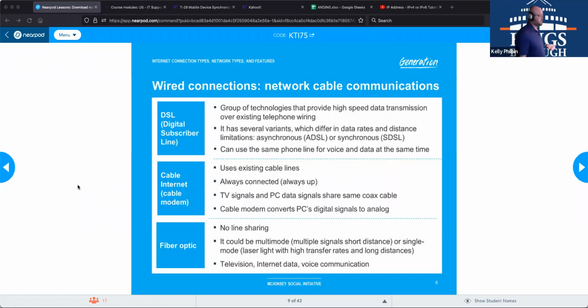It can push TV signals and PC data signals through the same coaxial cable. And then it utilizes a cable modem, which converts that signal into a digital signal. So it takes an analog signal from the cable and converts it into a digital signal that the PC can use. All right.